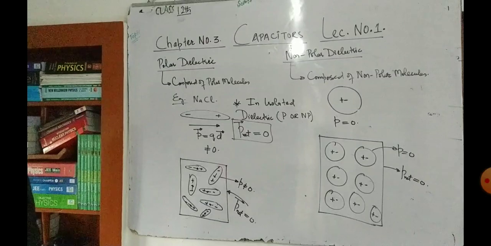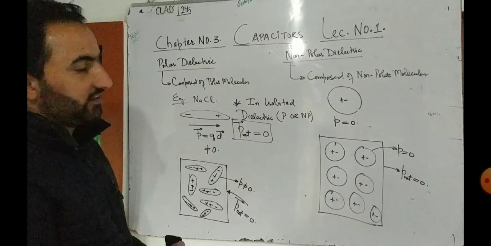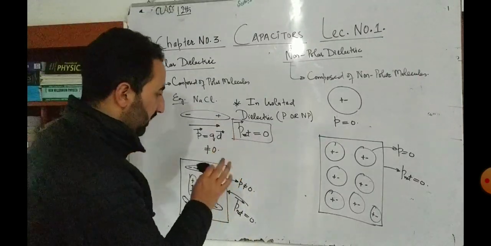Okay. So we are done with the basic definitions like polar dielectric and non-polar dielectric. The next thing we'll do is place this polar dielectric and non-polar dielectric in a region of uniform electric field. Okay, so you just pause the screen and write down up to here.